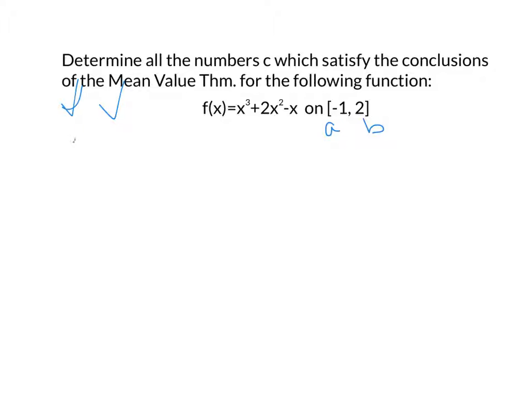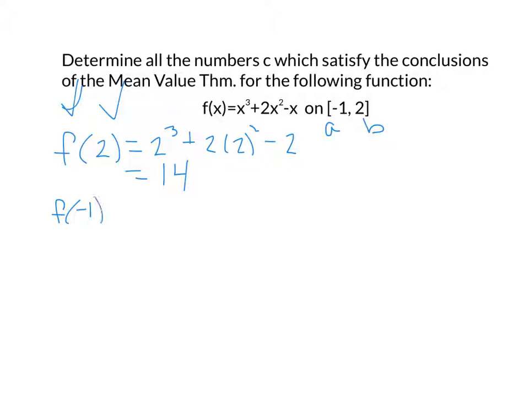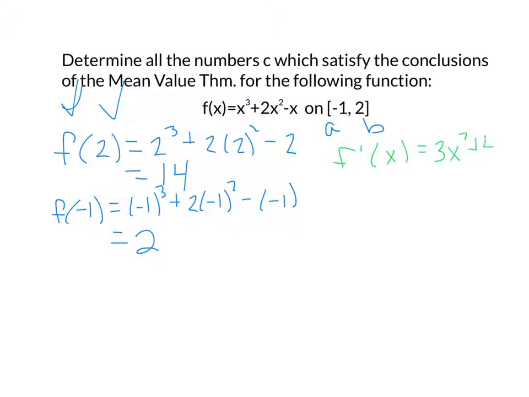So I'm going to first find f of 2. So that's just 2 to the third plus 2 times 2 squared minus 2. So f of 2 is equal to 14. And I'm going to find f of negative 1. So it's negative 1 to the third plus 2 times negative 1 squared minus negative 1, and I get positive 2. Okay, so f prime of x, also need to calculate that, is equal to 3x squared plus 4x minus 1.